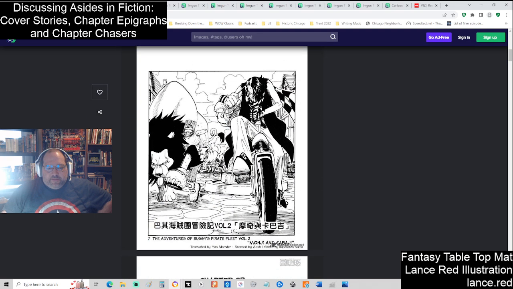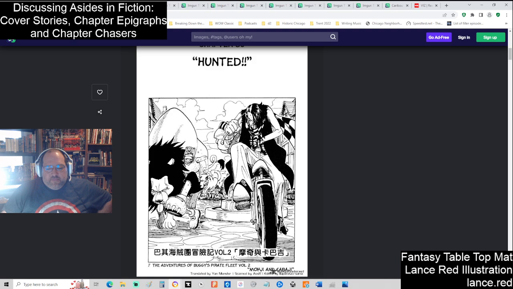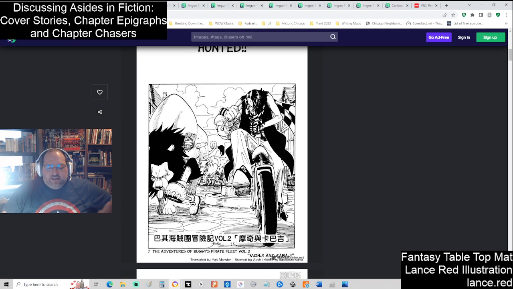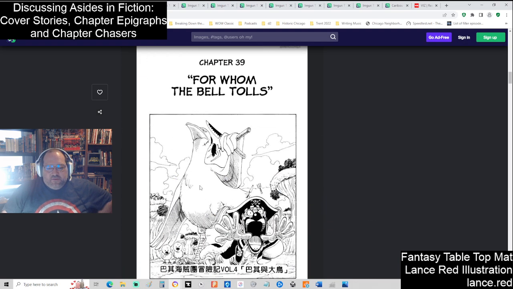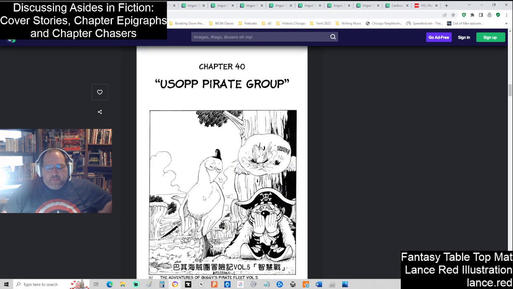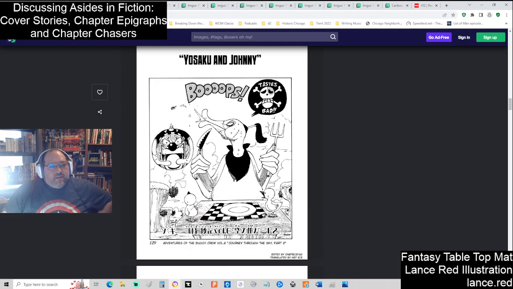Then we get the next chapter. So one week later, we get Mohji and Cabaji. They're two of his clown pirate people. They are running away from the village that they had fought. Now we got Buggy's adventure. He's chasing around this duck. We get him being chased by the duck's parent. So this is the Buggy one. And there's 2, 3, 4, 5, 6, 7, 8, 9, 10, 11, 12, 13, probably 15 now, 14 or 15.